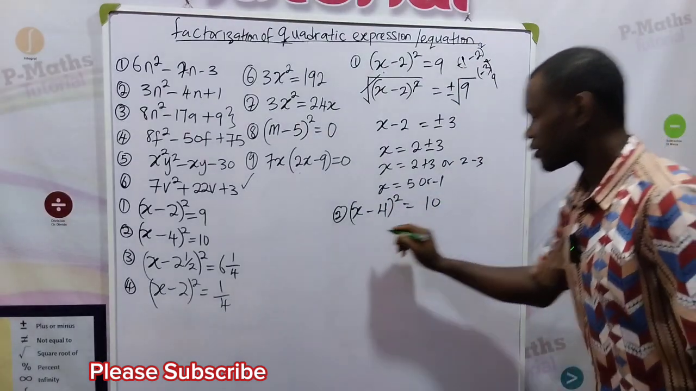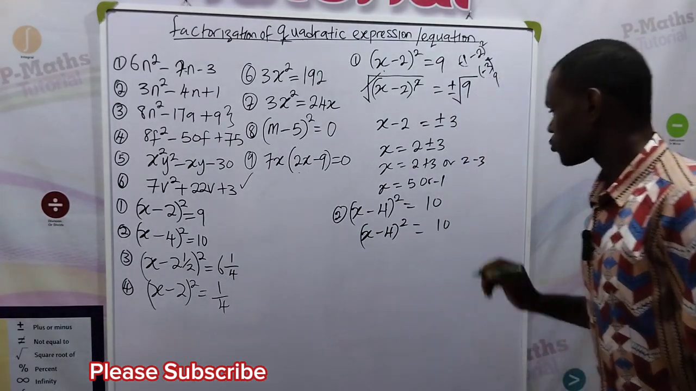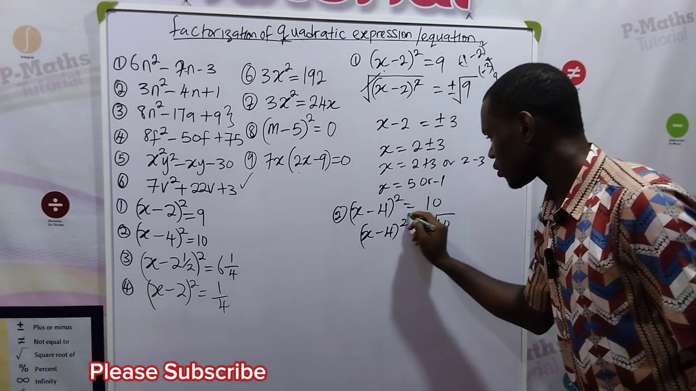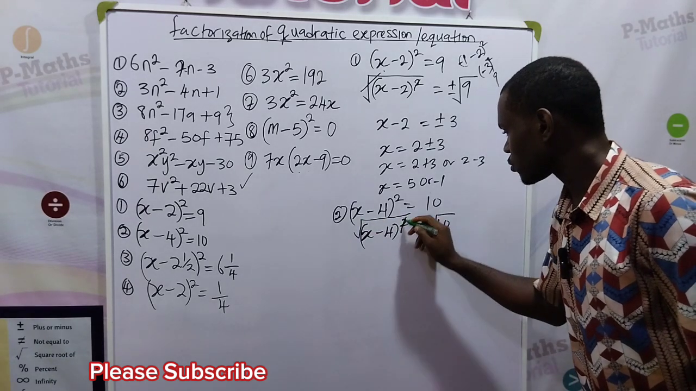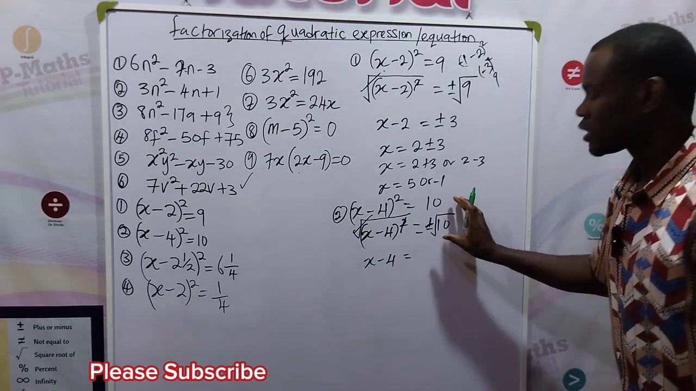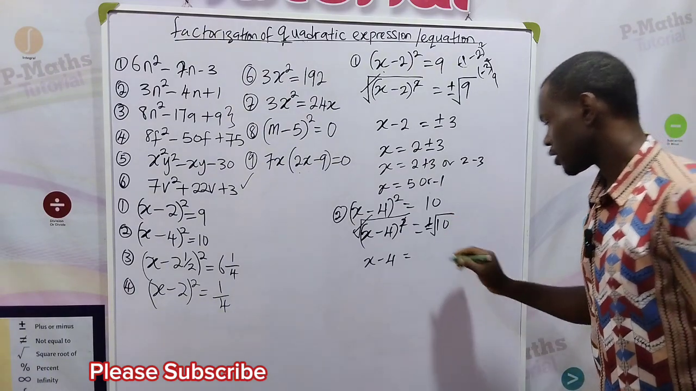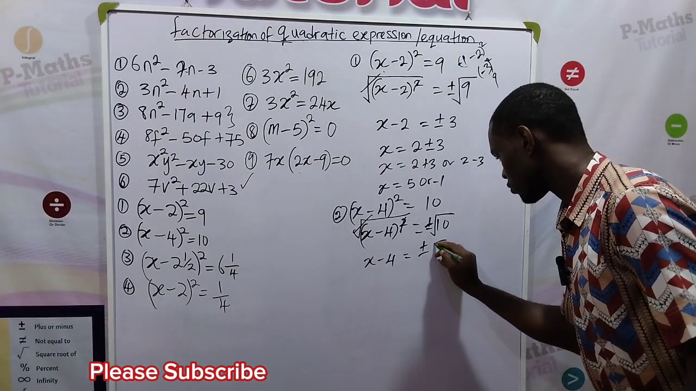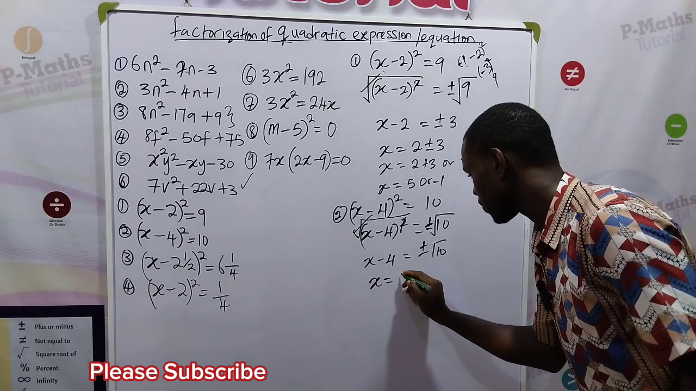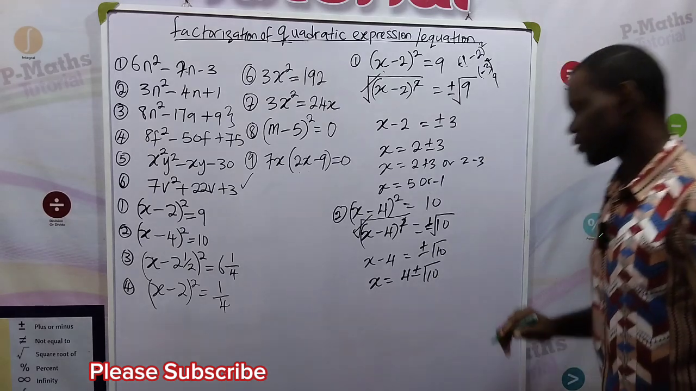So let's do the same thing again. We are taking the square root of both sides. So I'll take the square root here, plus or minus. Take the square root of here. The square will cancel out the square root. We now have x minus 4 equals square root of 10. 10 does not have a square root, therefore leave it like this as a root, plus or minus square root of 10. Take 4 to the other side. So we have x equal to 4 plus or minus square root of 10.